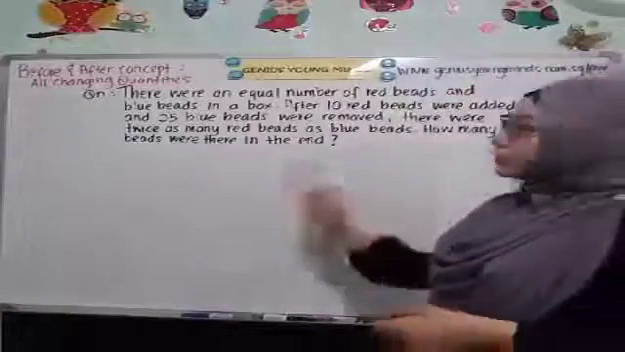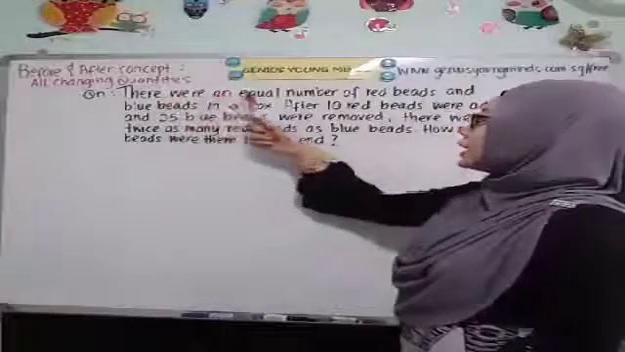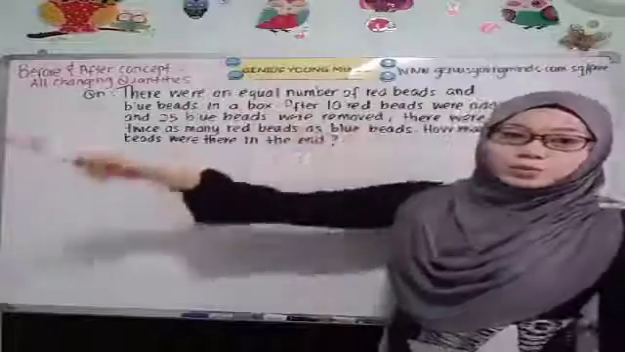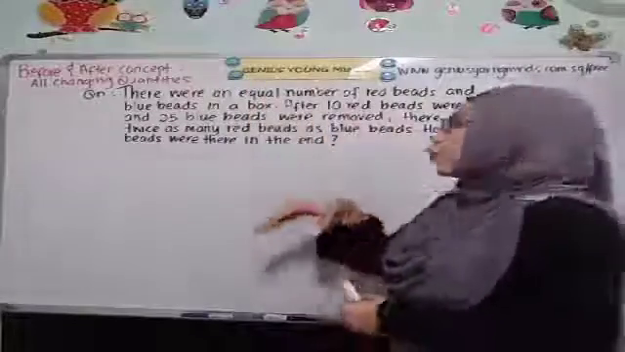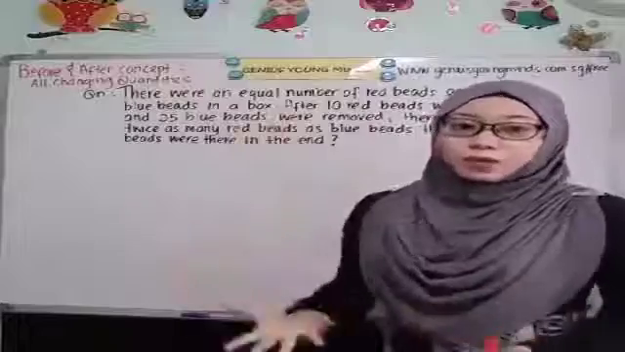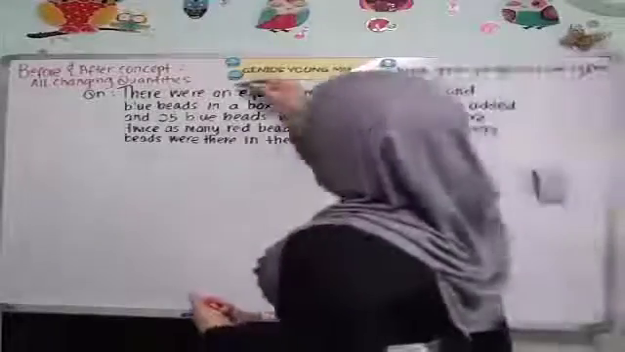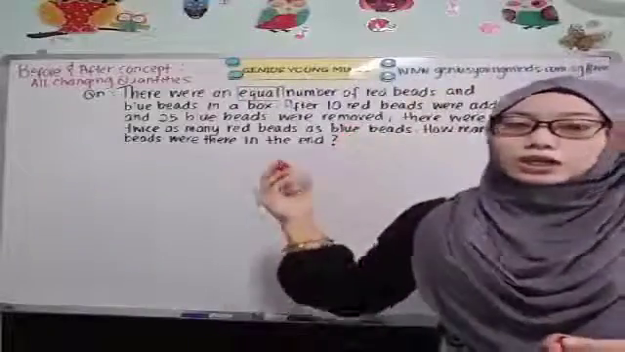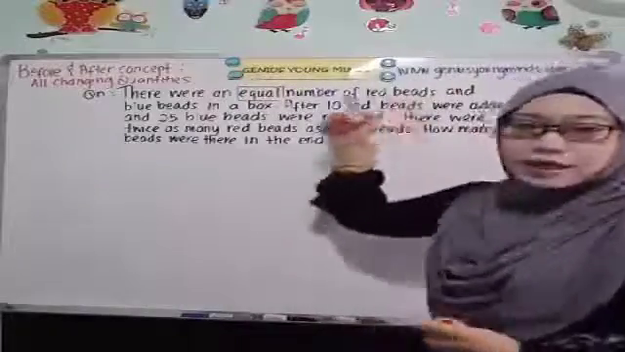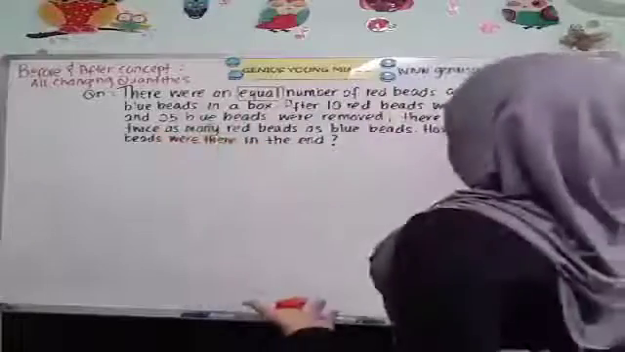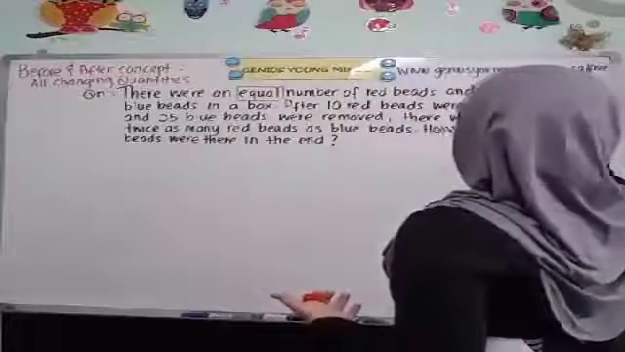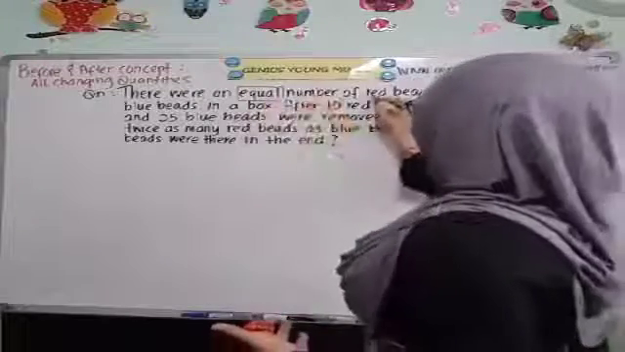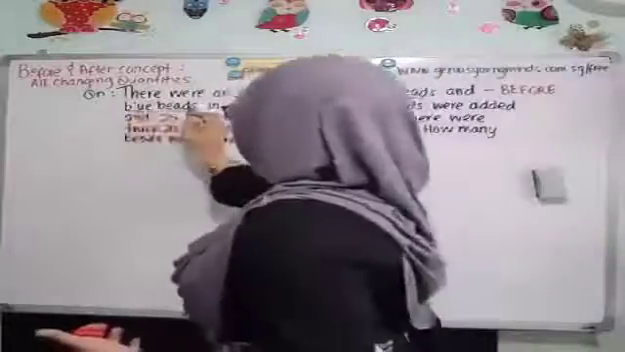Okay, alright, so I'm going to read once through. There were an equal number of red beads and blue beads in a box. So this is what is given at first. So before anything happened, this is actually my before. Okay, so I want you to box up the word equal, because equal is very important. It tells you that there is an equal number of red beads and blue beads at first. Okay, so this is my before. I want you to write that before. What is my before? Equal number of red beads and blue beads.